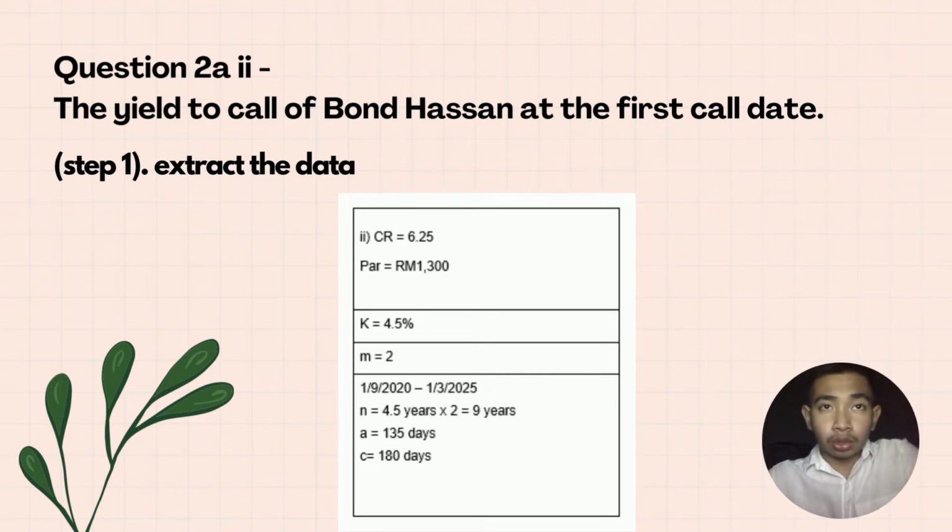In this case, the coupon rate is 6.25 and the par value is 1,300 ringgit. For the K, it is 4.5%, and for M is 2, which is also known as semi-annually. The N is 4.5 years, and we have to times by 2, and we will get 9 years. For the A, it is 135 days, and the C is 180 days.